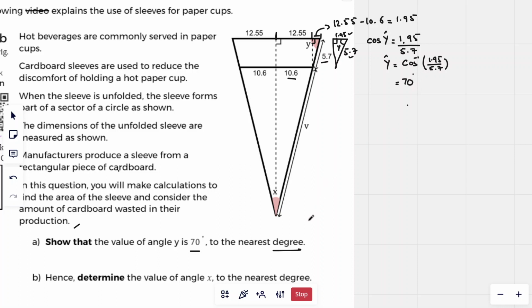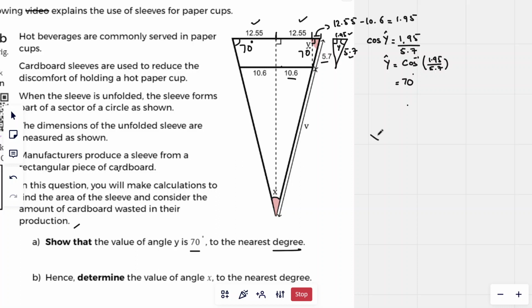Hence determine the value of the angle at X. Now that's the second task at hand. So if Y is 70, this side would also be 70 because this perpendicular bisector exactly halves the diagram into two equal parts. You can see 12.55, you can see 12.55. So this would be 70 as well. So we've got a triangle in which two of the angles are 70. What would be the third angle?